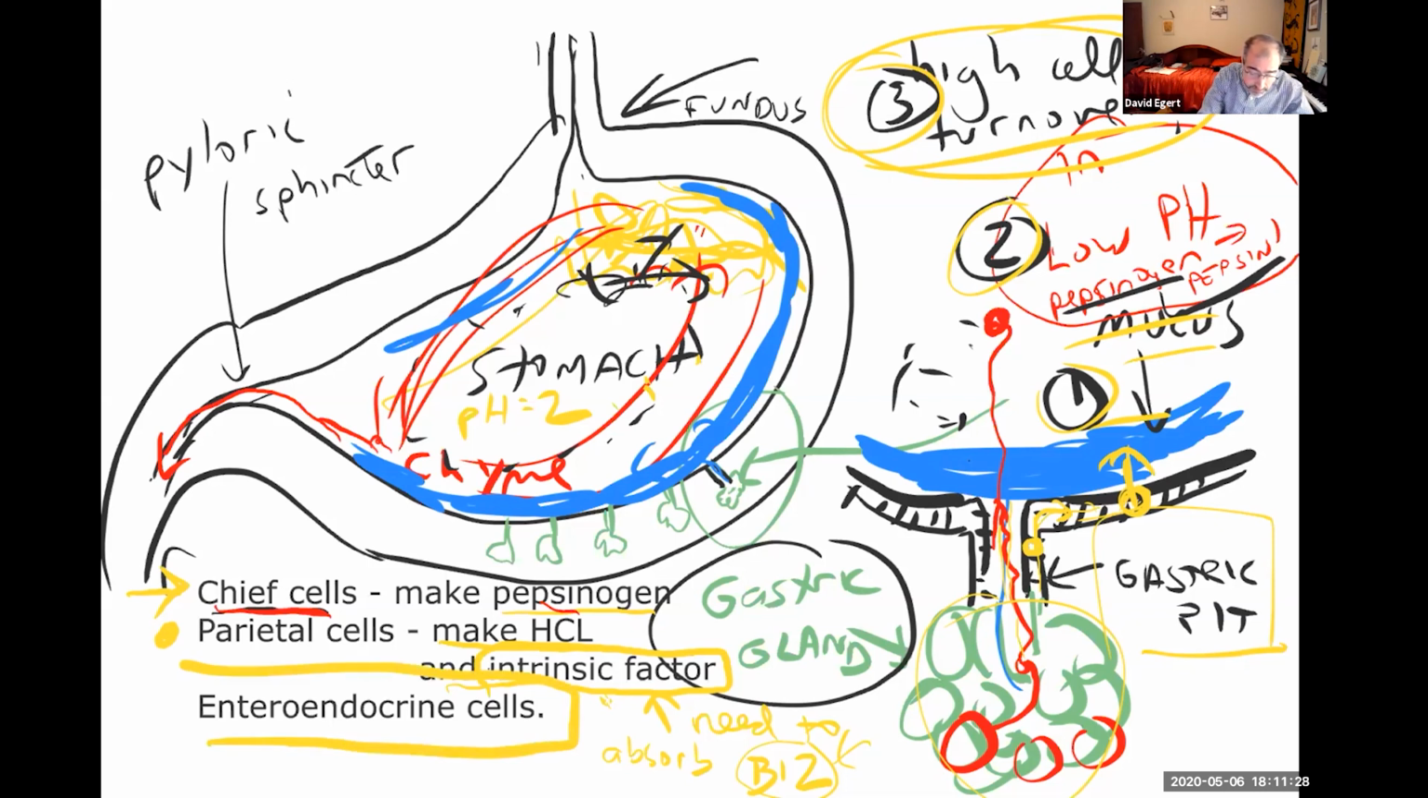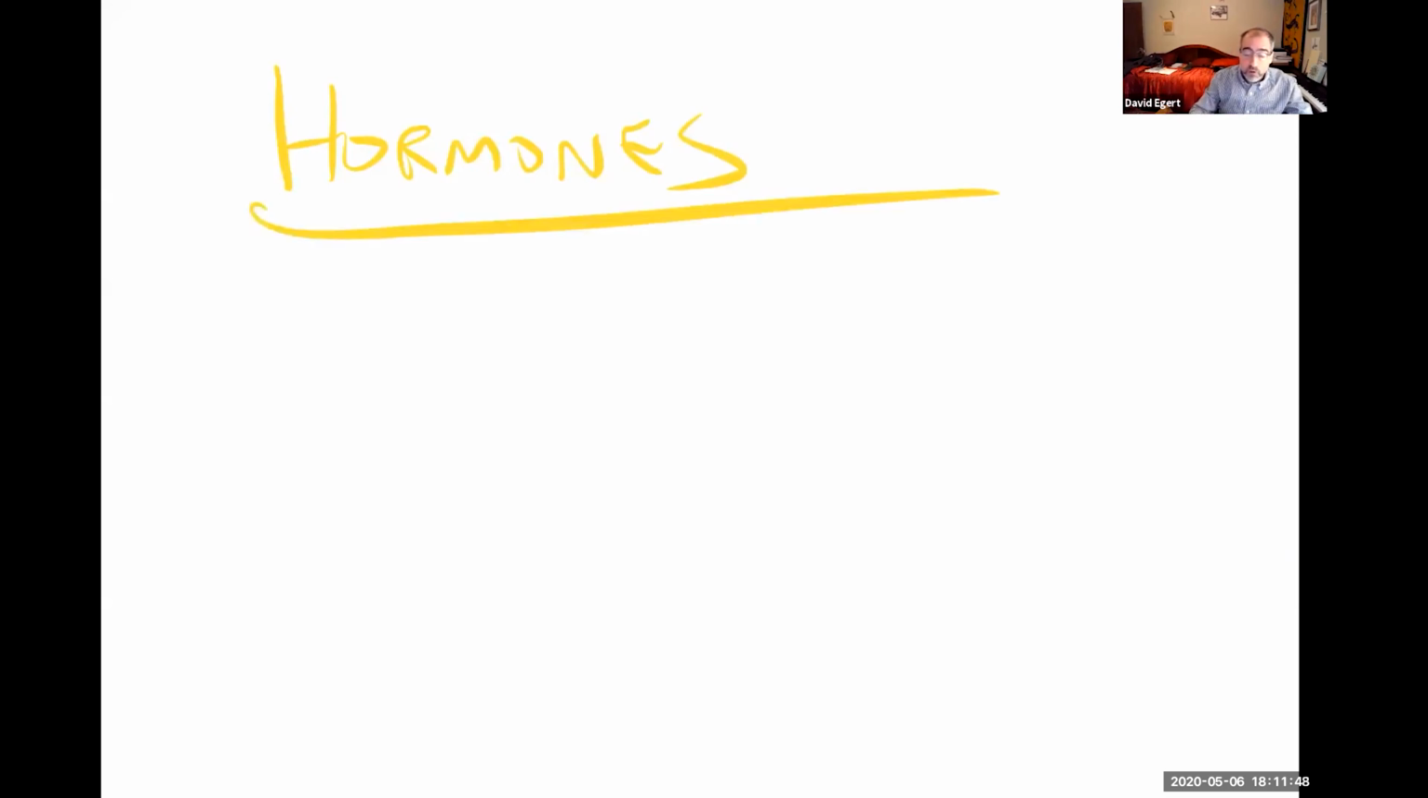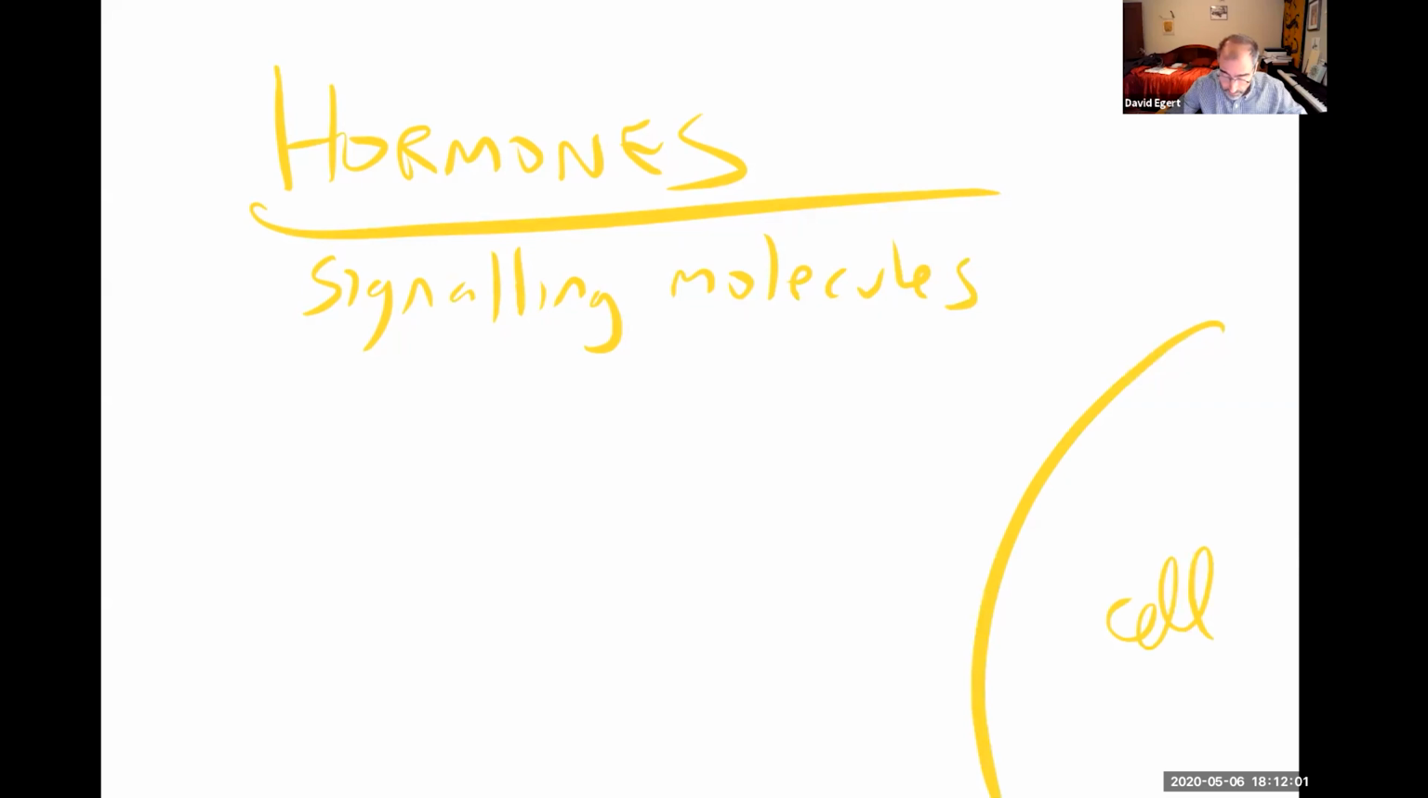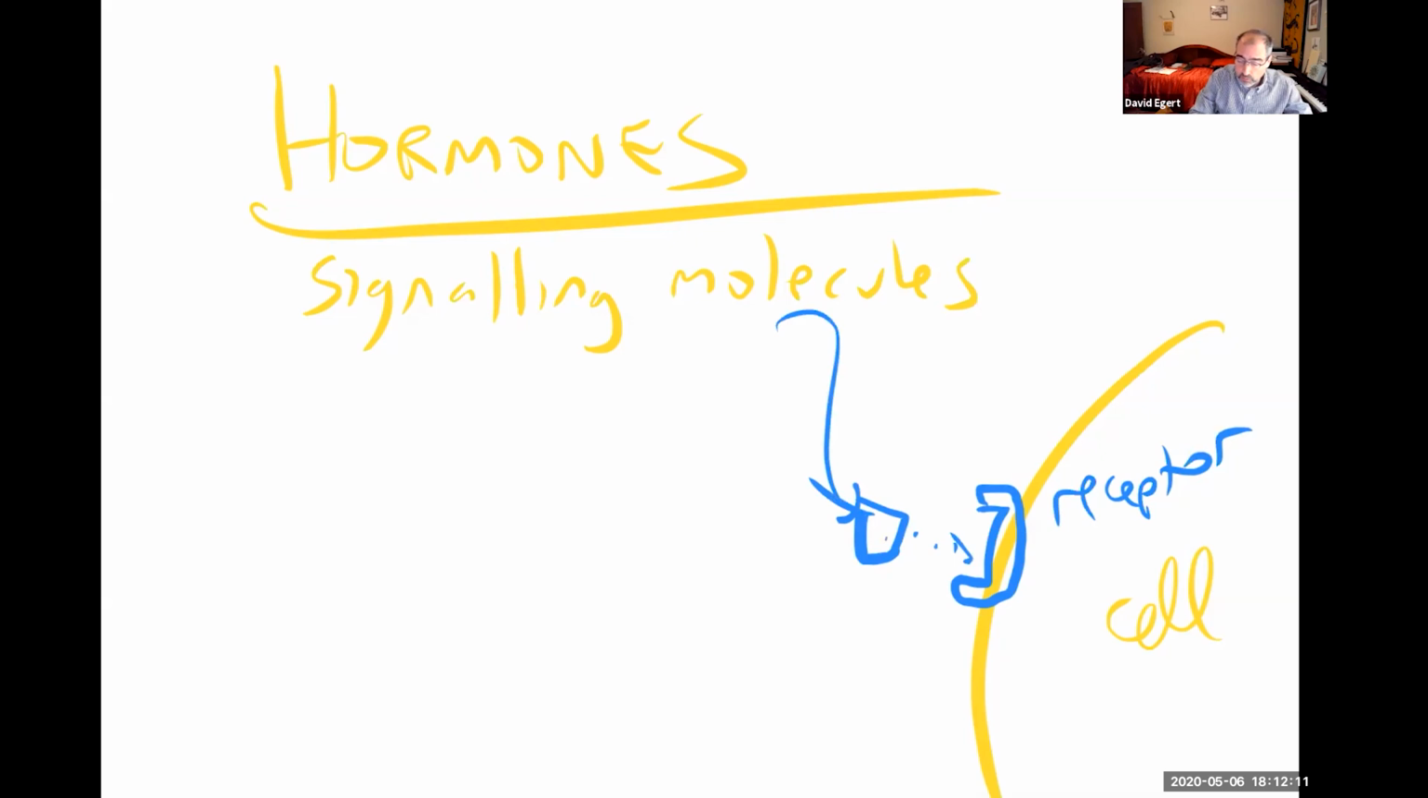Finally, I talked about enteroendocrine cells. So we met hormones when we met epinephrine. Let me just remind you all about hormones, because we've got to learn hormones anyway. Hormones are basically signaling molecules. Basically you have some cell, you've got some receptor, you have some signaling molecule. When it binds the receptor, that activates something.